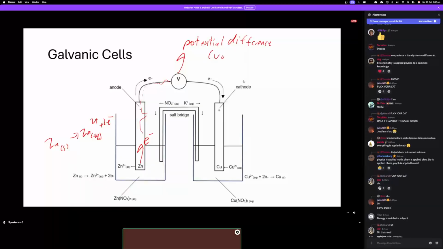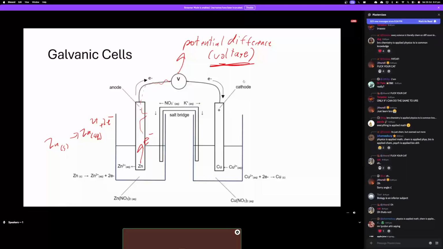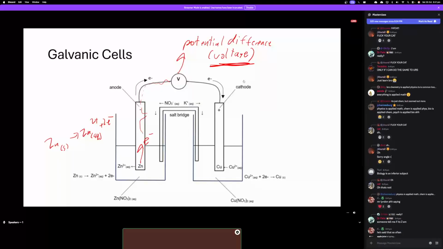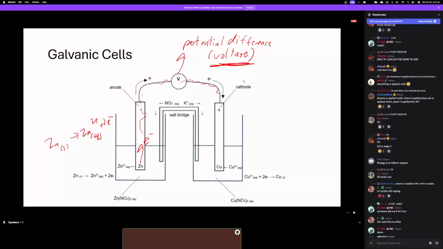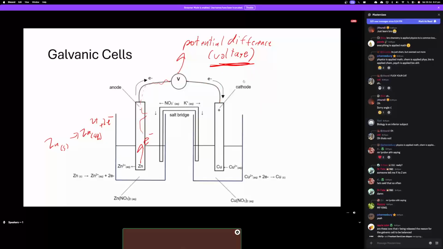Which is a voltage. If you don't do physics, just remember it's a voltage. It tells me the voltage between the 2 points. That's all that matters. Electrons go through here, through here, through here, through here. And then the electrons go out.